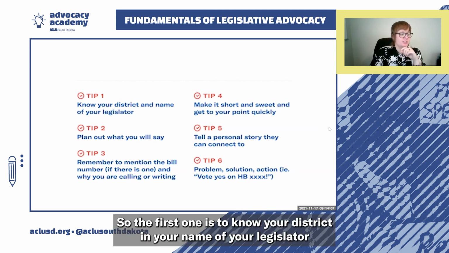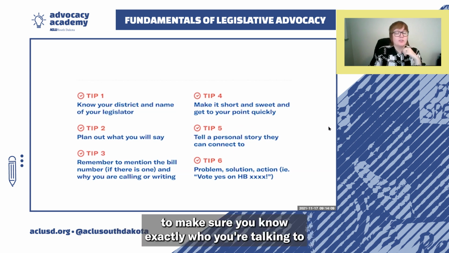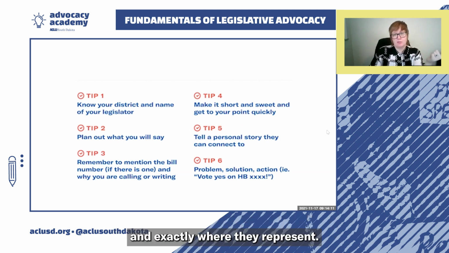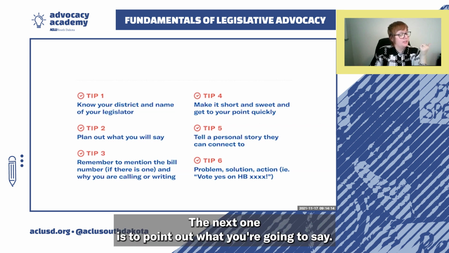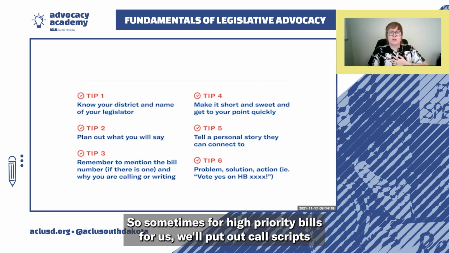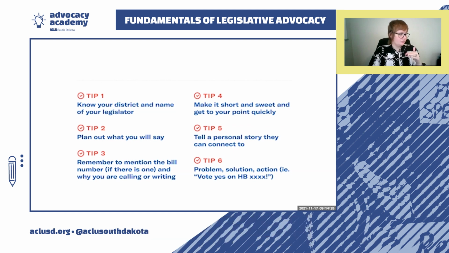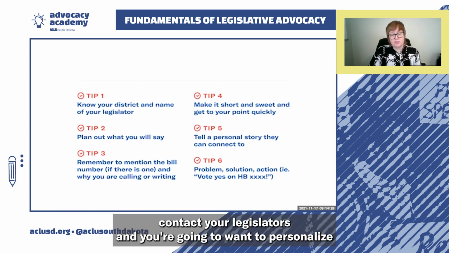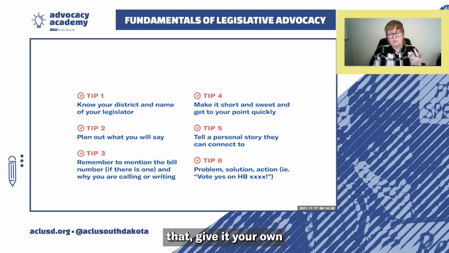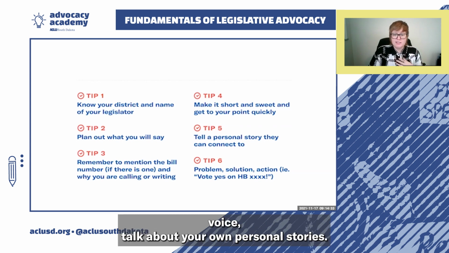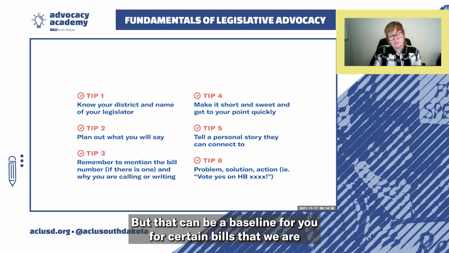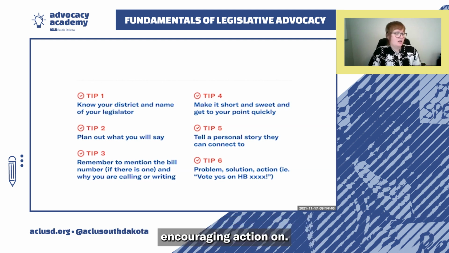The first one is to know your district and the name of your legislator. You want to make sure you know exactly who you're talking to and exactly where they represent. The next one is to plan out what you're going to say. Sometimes for high priority bills for us, we'll put out call scripts that can be a template that you can use to contact your legislators. You're going to want to personalize that, give it your own voice, talk about your own personal stories. But that can be a baseline for you for certain bills that we are encouraging action on.